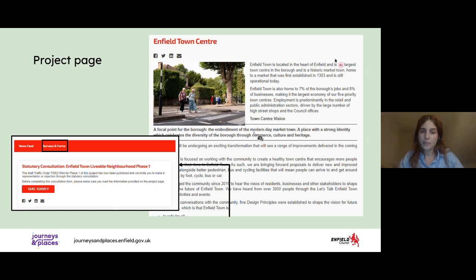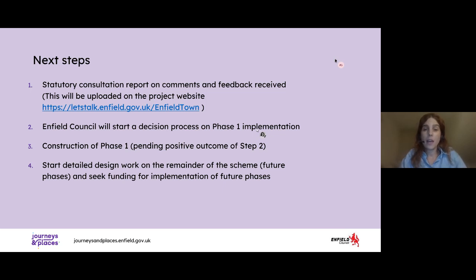On the next slide, we can see some next steps. We have the statutory consultation report, which will be drafted based on the comments and feedback that we receive. Then the decision process on phase 1 implementation will be started, and if we have a positive outcome, the next step is the construction of phase 1 to get started. Then at the end, Enfield will be able to focus on the future phases, starting the detailed design works, as well as seeking funding for the implementation of the future phases.